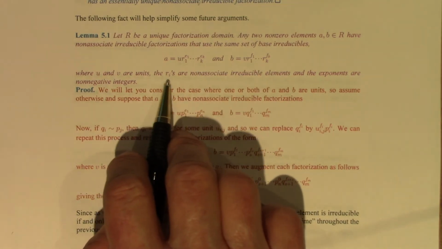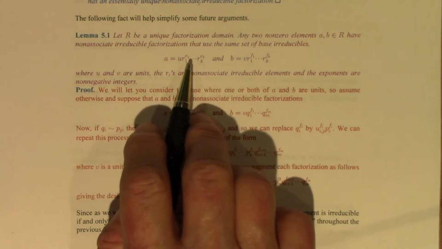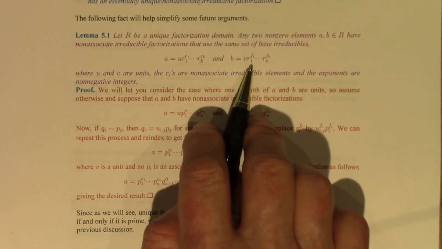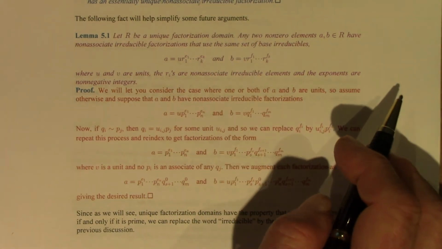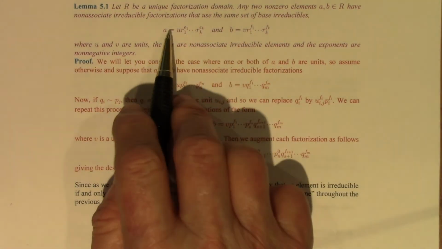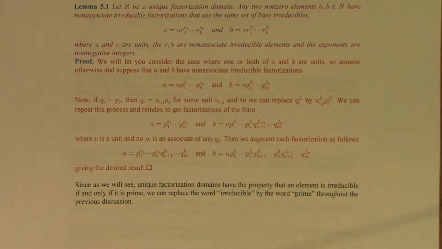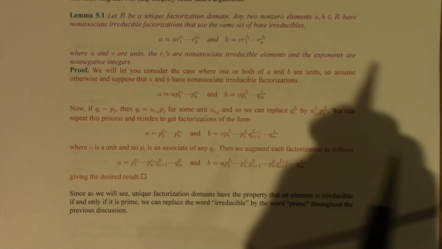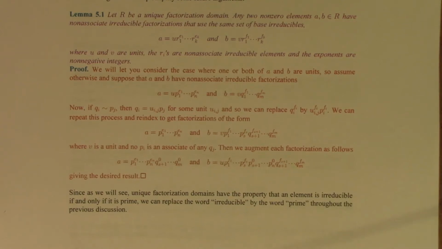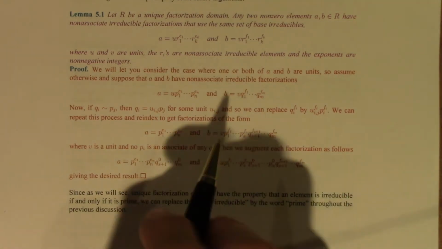And I've said here u and v are units. We're assuming that the p_i's are non-associate irreducible elements, and the exponents are non-negative integers. I'm going to let you ponder this theorem if one or both of a and b are units. It's just a one-liner in that case. But let's consider the case where they're not units. It's not terribly difficult, but it's a little bit unpleasant to write it all out.